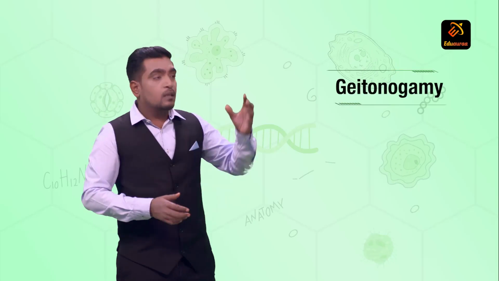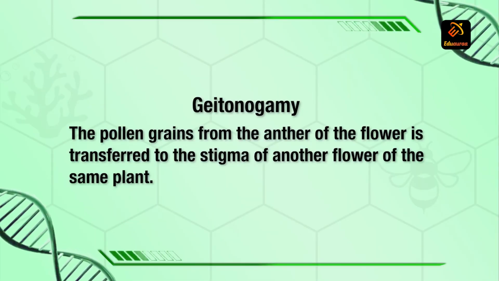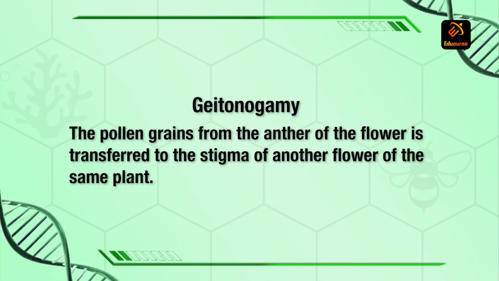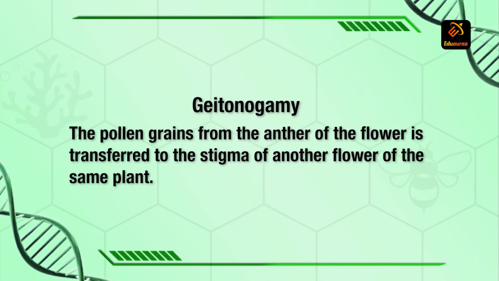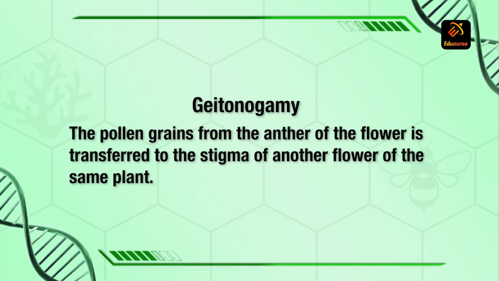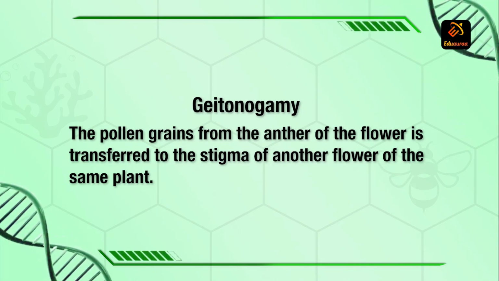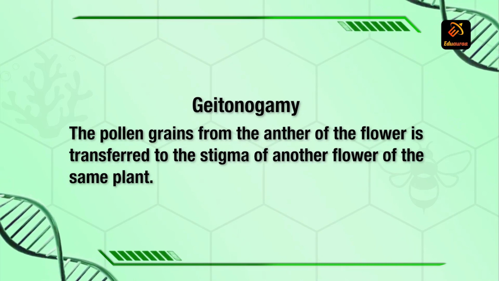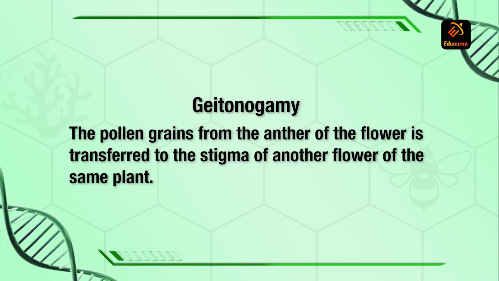We have the next type that is called Geitonogamy. What happens in this process? Here, the pollen grain from the anther of the flower is transferred to the stigma of another flower, but both the flowers are on the same plant.